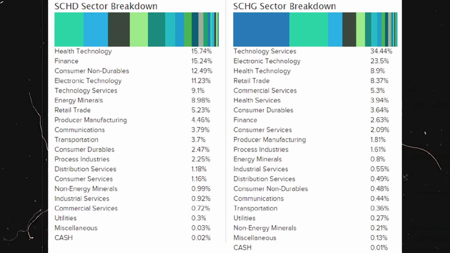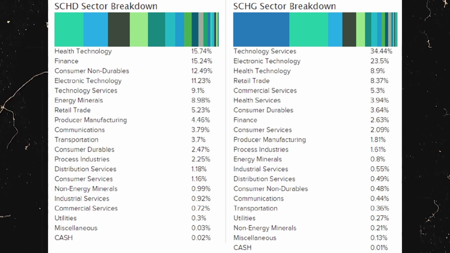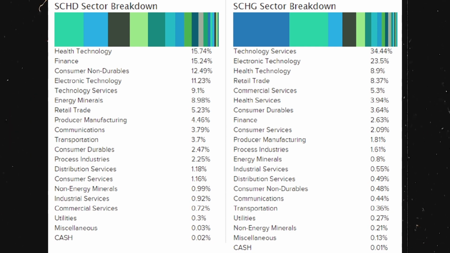Health technology makes up 15.7%, finance 15.2%, consumer non-durables 12.5%, electronics 11.23%, technology and energy around 9%, retail trade 5.2%, and producer, communications, transportation just under 5%.